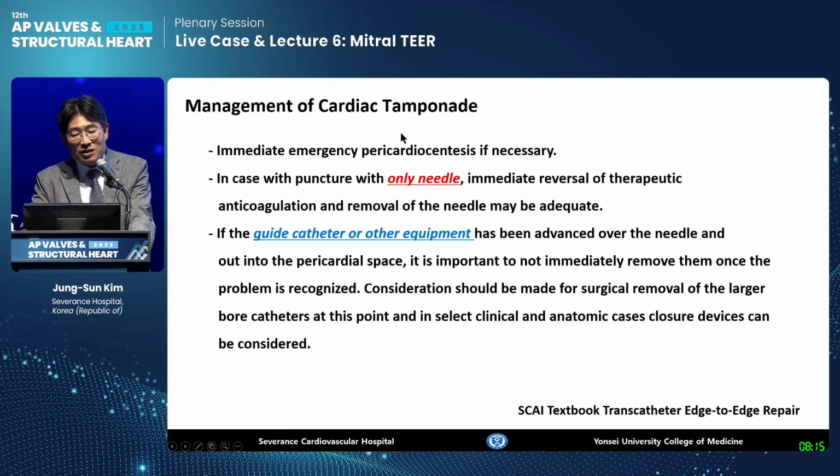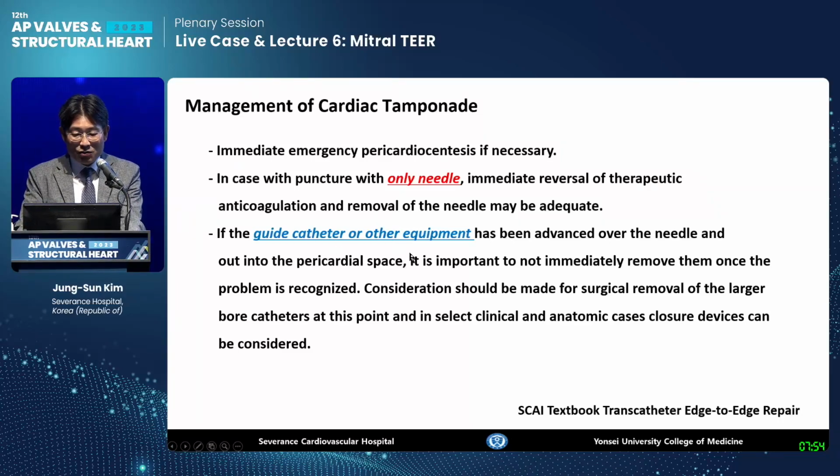So how to manage cardiac tamponade? Immediate emergent pericardiocentesis if necessary. In case of puncture with only a needle, immediate reversal of therapeutic anticoagulation and removal of the needle may be adequate. But in this case, we just maintained ACT 200-250 during the procedure.